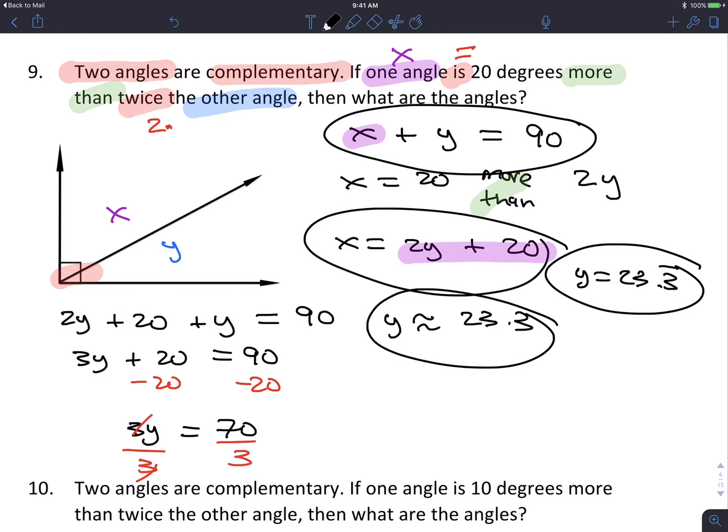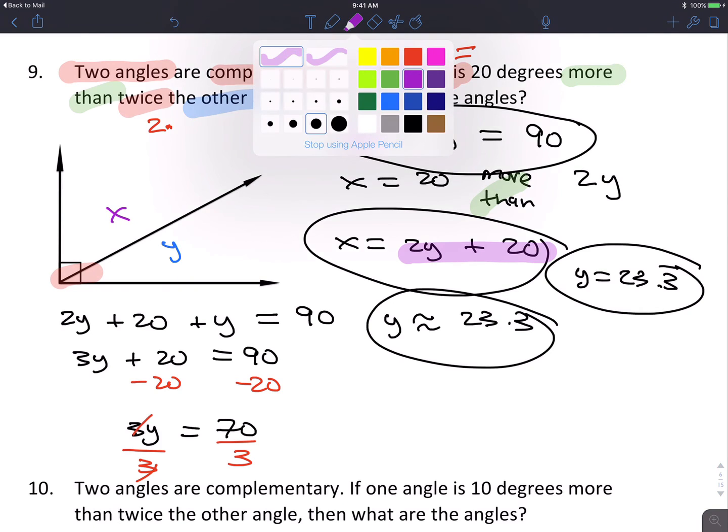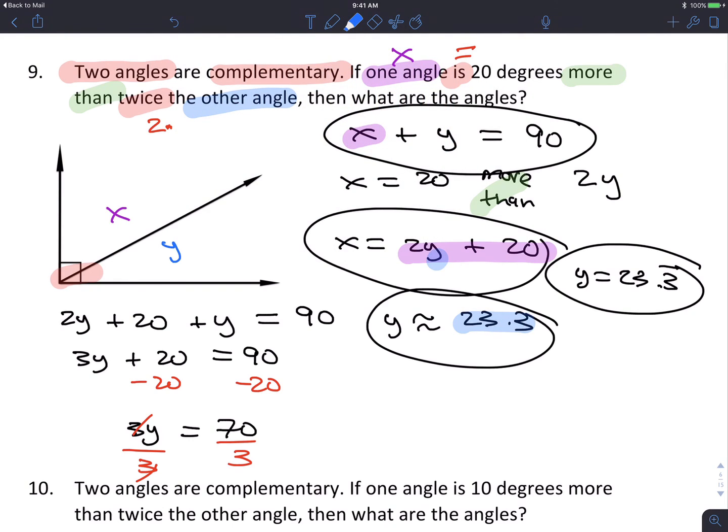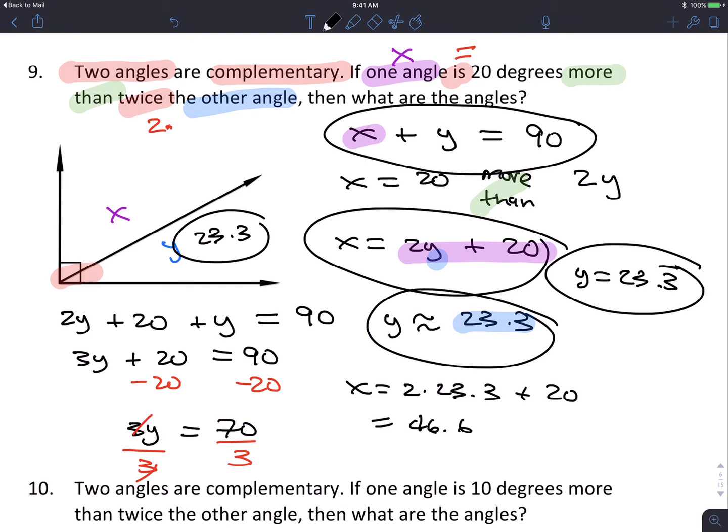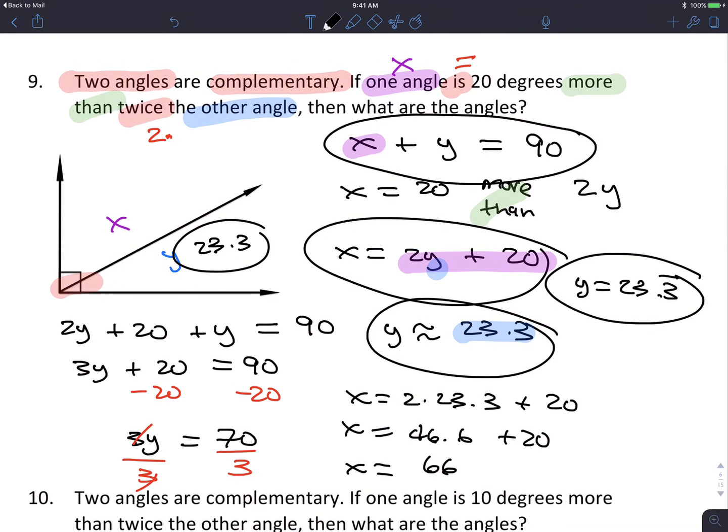I'm going to plug it back in here. This y is in blue. We plug it back in here for this y, 23.3. So now that means x will be 2 times 23.3 plus my 20. 2 times 23.3 is really 46.6 plus 20. And so my x is going to be 66.6 degrees. And that looks like the sum will be close to 90, but remember, we approximated here. So that's how we handle number 9.